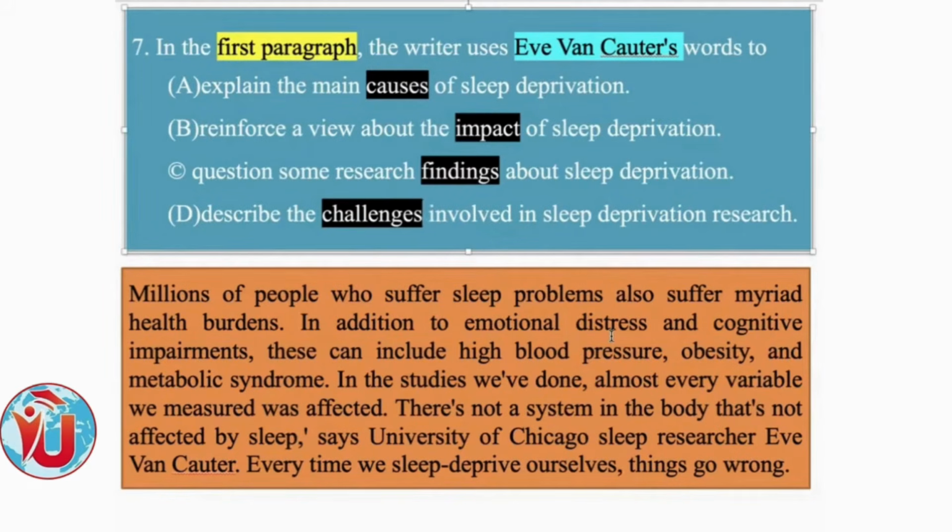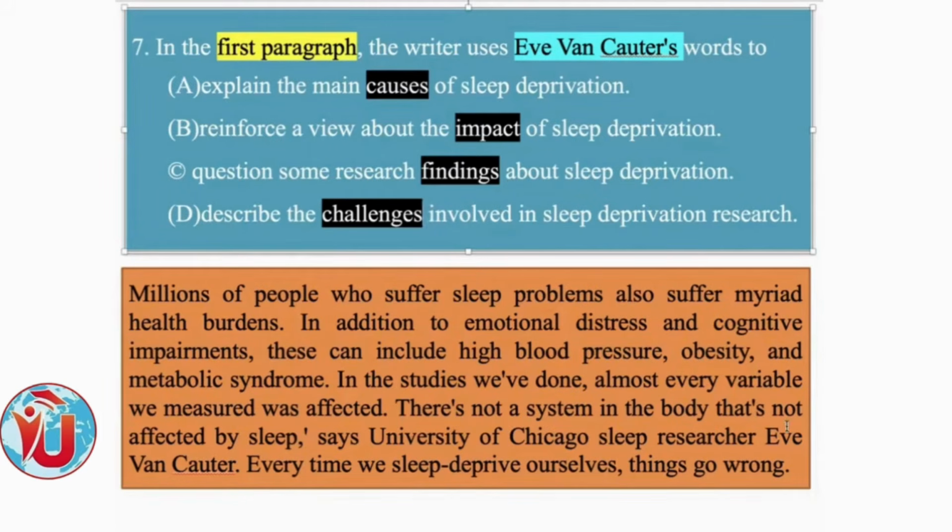Millions of people who suffer sleep problems also suffer myriad health burdens. In addition to emotional distress and cognitive impairments, these can include high blood pressure, obesity, and metabolic syndrome. In the studies we have done, almost every variable we measured was affected. There is not a system in the body that's not affected by sleep, says University of Chicago sleep researcher Cauter. Every time we sleep deprive ourselves, things go wrong.